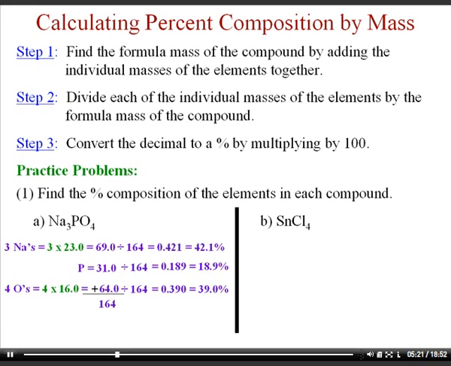Now, if you do the calculation correctly, your percentages should add up very close to 100%. With rounding, you might get 100.1 or 99.9, but if you're close to 100%, you know you've done it right.